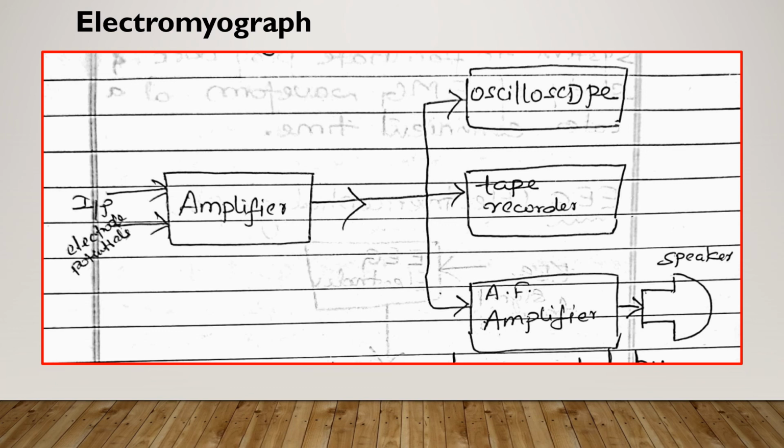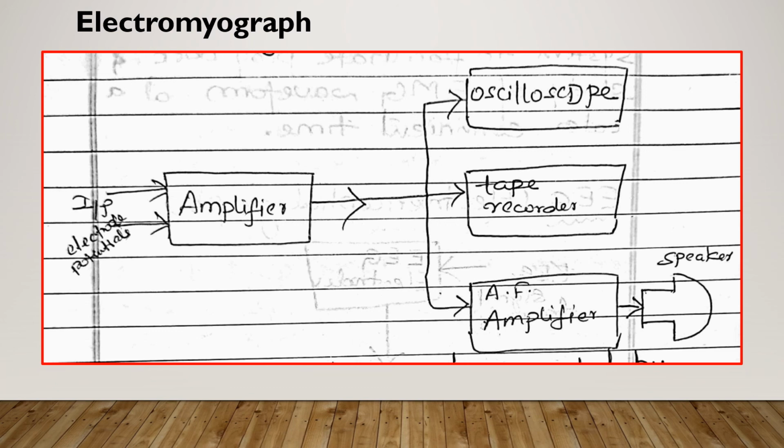The signal can then be amplified by an amplifier and displayed on the screen using a cathode ray tube. It is also connected to an audio amplifier, which is connected to a loudspeaker. A trained EMG interpreter can diagnose various muscular disorders by listening to the sounds produced when the muscle potentials are fed to the loudspeaker.